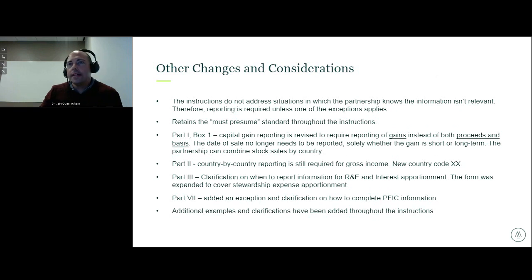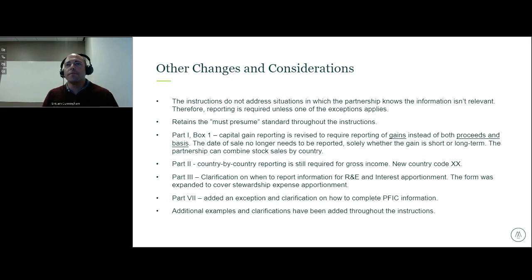Just quick highlights of some other changes because they're throughout the instructions. Continuing, the instructions do not address situations in which the partnership knows that information isn't relevant. Reporting would still be required unless one of the exceptions applies. The partnership has to presume that the information is needed unless they hear otherwise from partners.